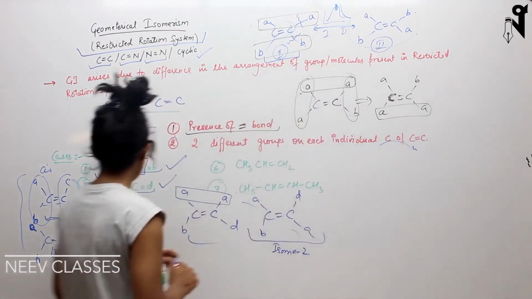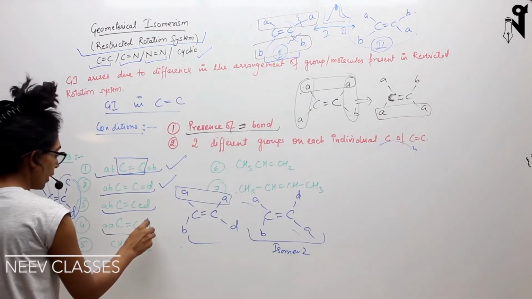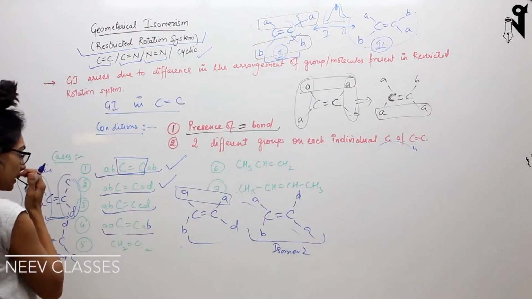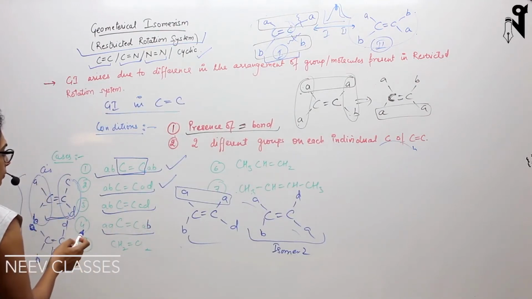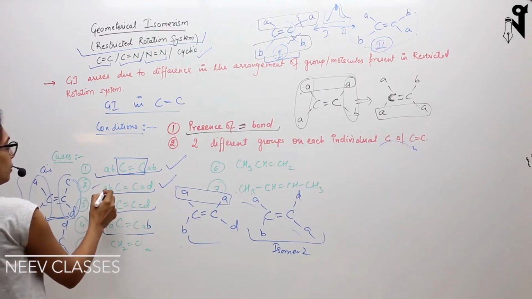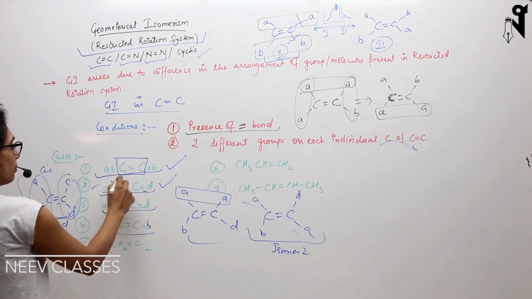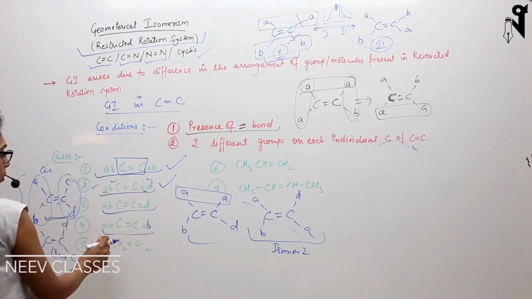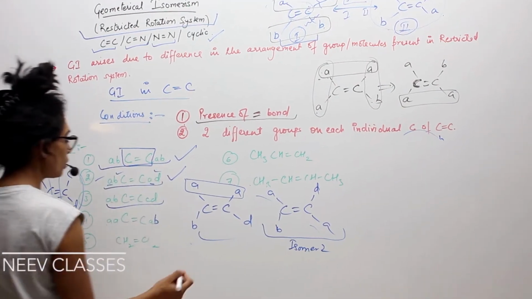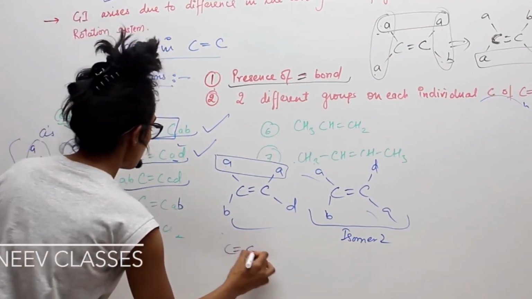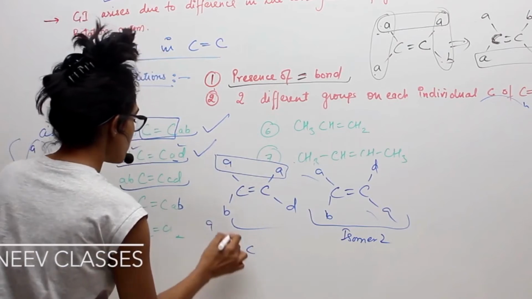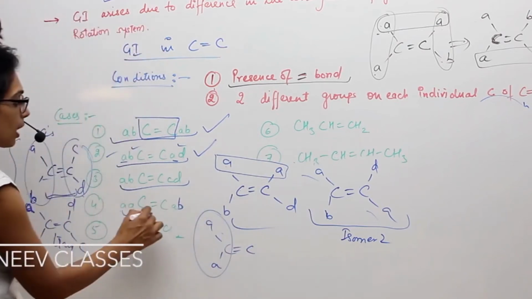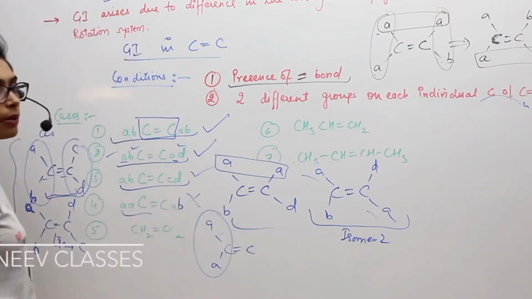Now come to the fourth one. Here what you have? I think it was B. Yeah. So again it is very similar to D. In D you had A common and B and D different. Here also, oh no, this is different. In the fourth, what is it? Fourth is C double bond C, with A, A on one carbon. So basically two same groups on the same carbon. This will not show geometrical isomerism at all.